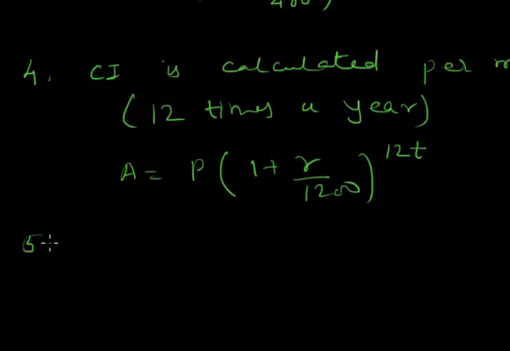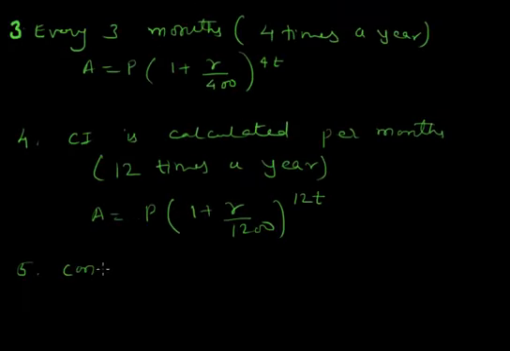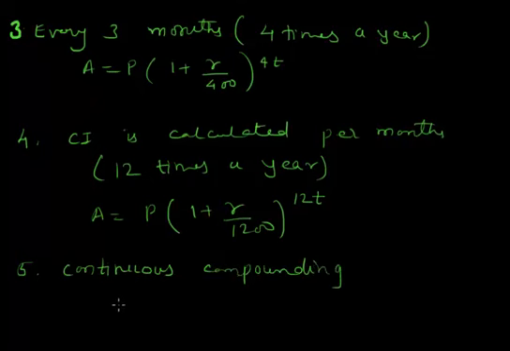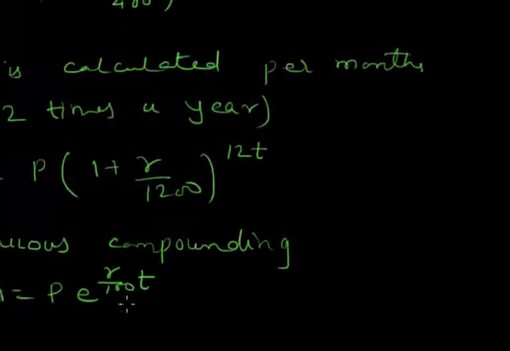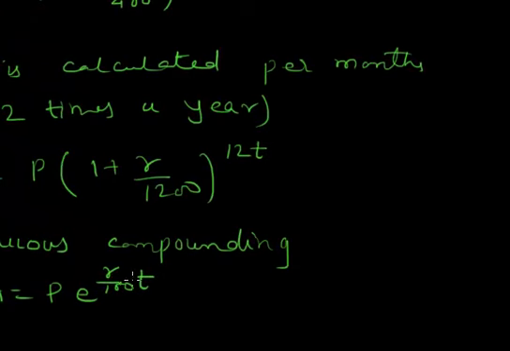And the fifth option is the compound interest calculated continuously. When it is calculated continuously, it is also known as continuous compounding. When the compound interest is calculated continuously, amount is given by the formula A equals P times e raised to (R over 100 times T). R is the rate, T is the time in years, P is the principal, and A is the amount.